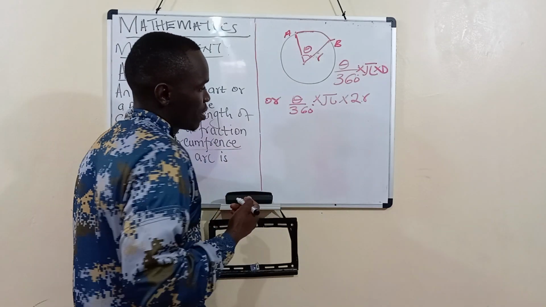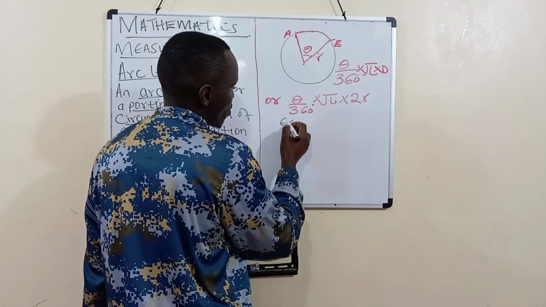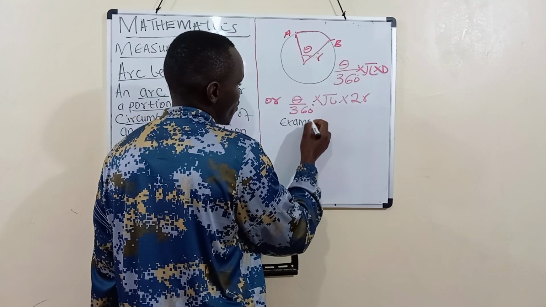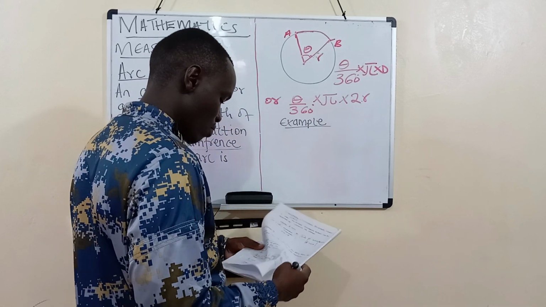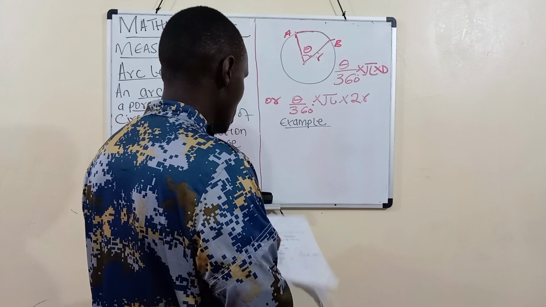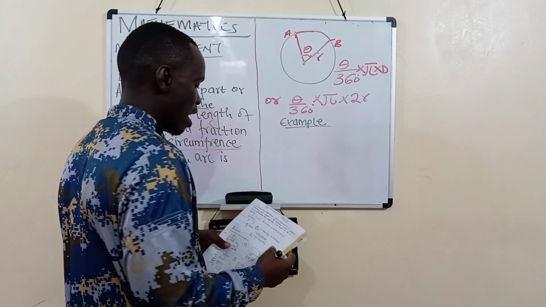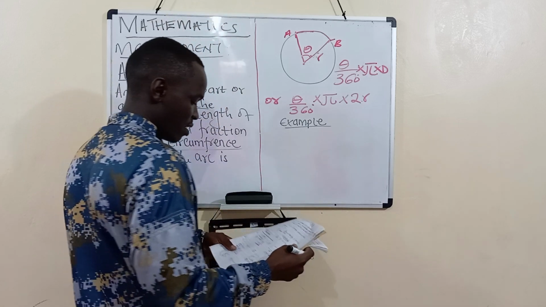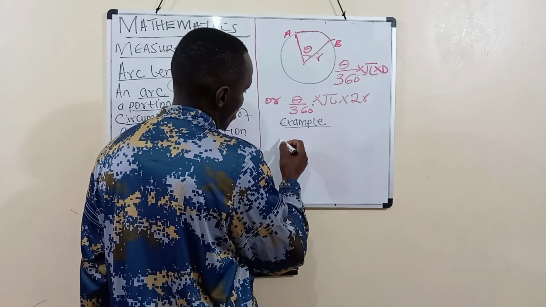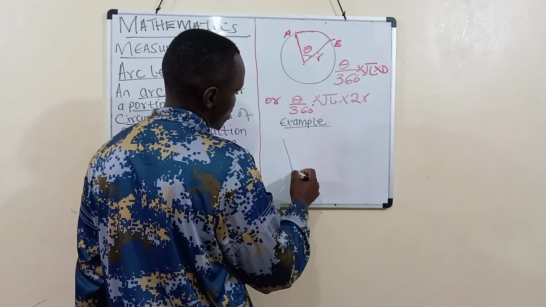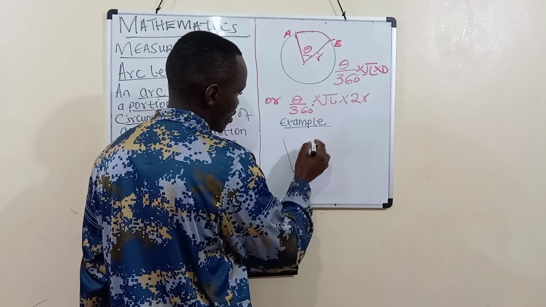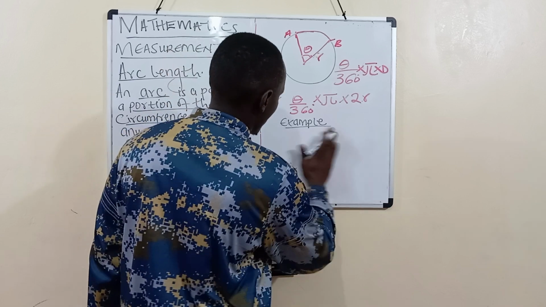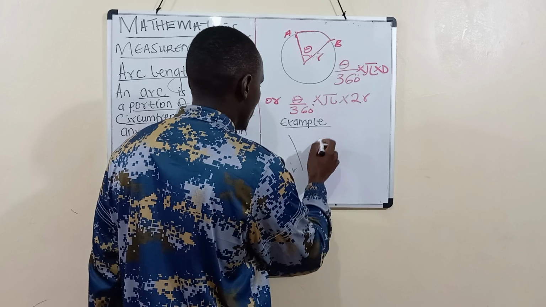For example, let me get you an example. Example one, we have something like this. This is the first example. We draw it well.